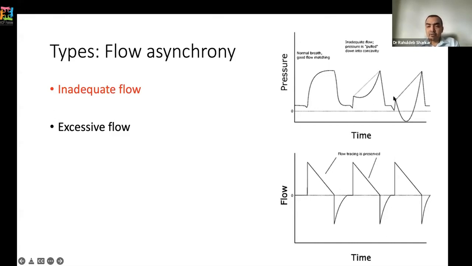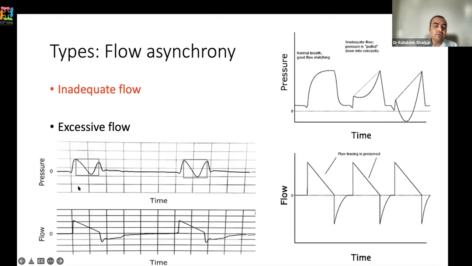Sometimes it will just cause that much of a concavity, but the flow will not hugely change in response to that. So this is how it should look. That's a kind of inadequate flow trace, and this is how it will look on the actual ventilator. This is again a schematic diagram. So here, this is the overall inspiratory limb of the pressure, but here the patient is creating some concavity by pulling air in, by pulling it towards negative pressure, and this is how it looks.